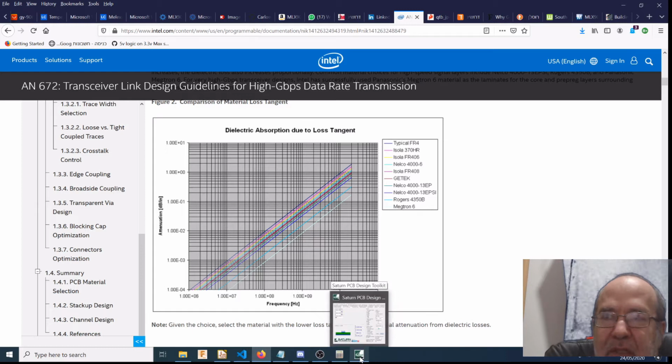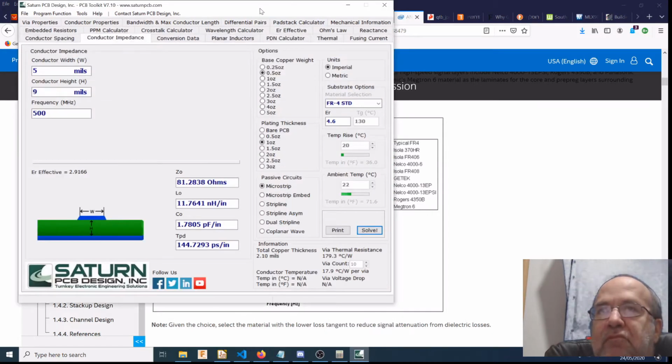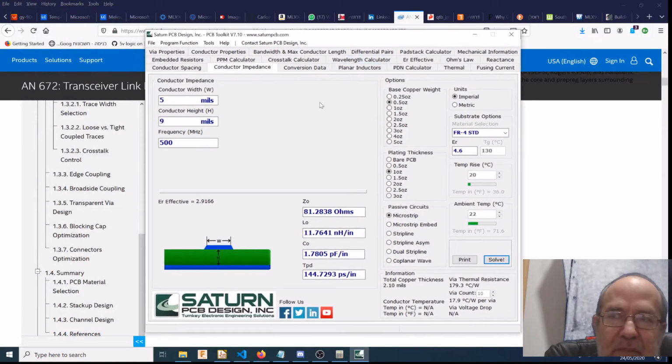I'm going to swap over now to Saturn PCB, and we can see it in Saturn PCB. We can see that the width of your trace is the width of the plate, which I'm defining at this point in time as a capacitor. I'm using simple terms to keep things very simple. It's a complex topic, and I want to keep it simple.